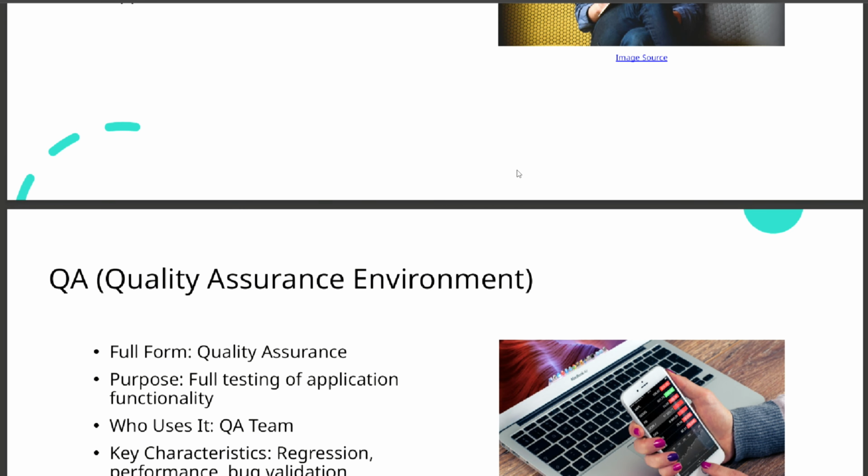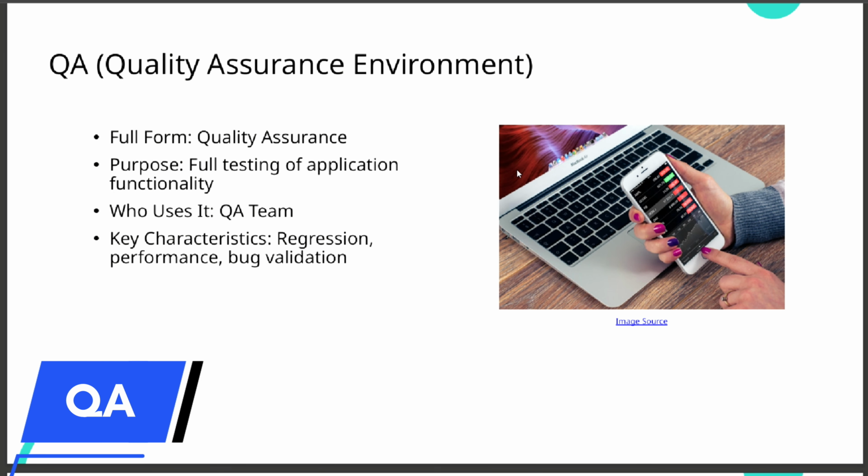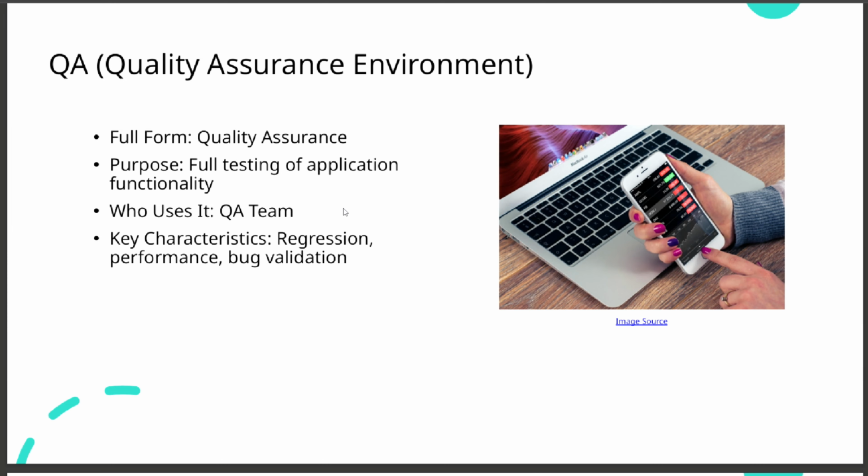Now the next environment is the QA environment, which stands for quality assurance. Here testers verify functionality, performance, and edge cases. The focus is on finding defects before the software moves forward to further environments, and it is used by the QA team.